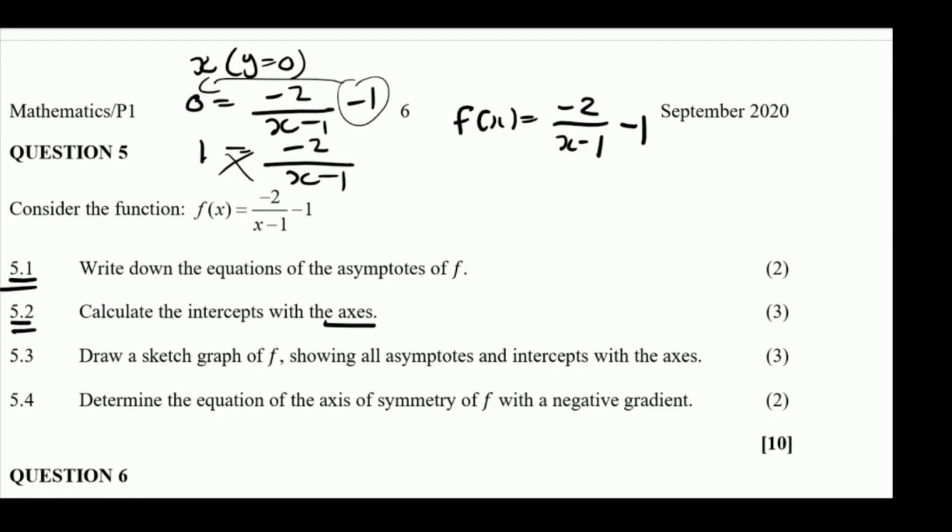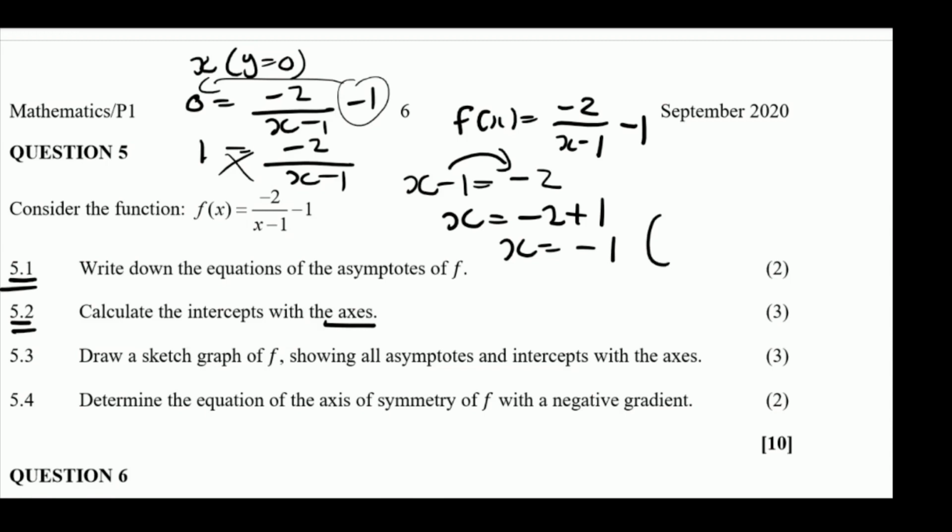And then we cross multiply. We're going to have x minus 1 equals minus 2. Then we transpose the minus 1 to the other side. We have x equals minus 2 plus 1, and x equals minus 1. So the coordinates of the x-intercept are minus 1 and 0.